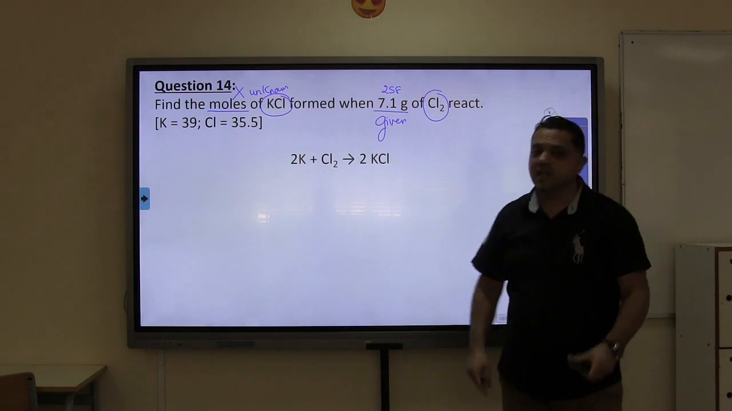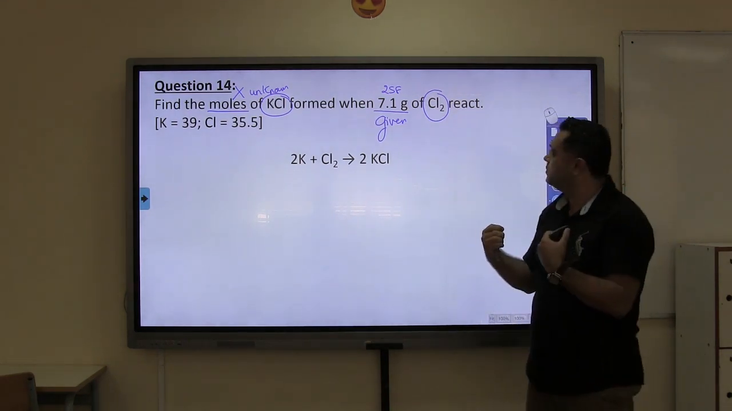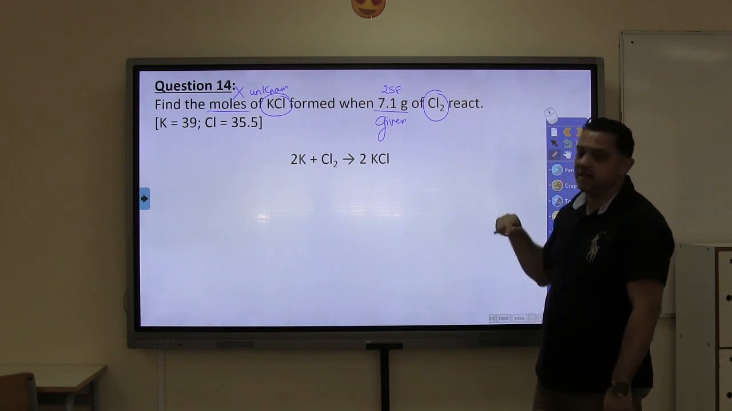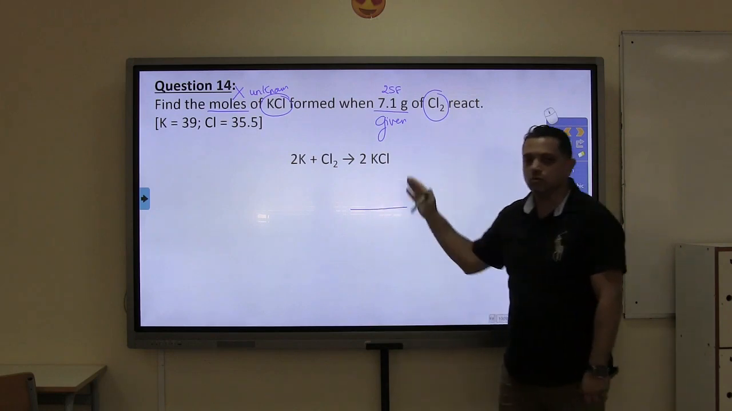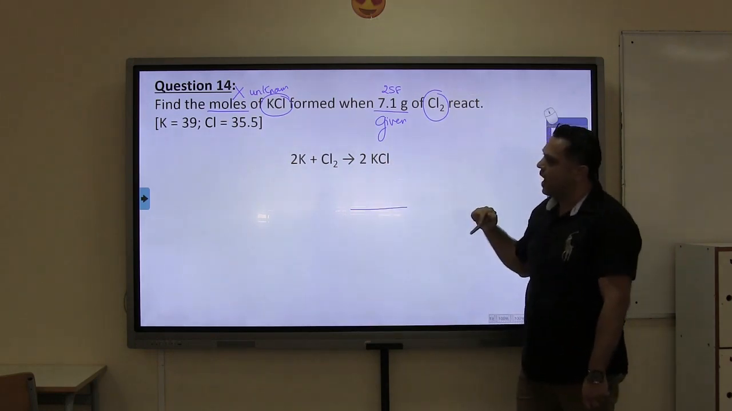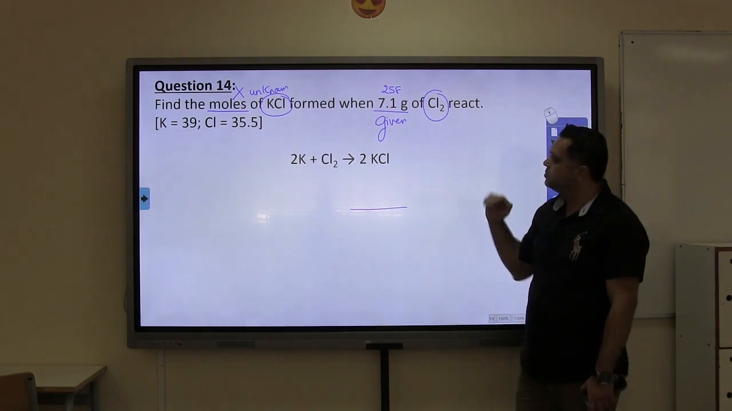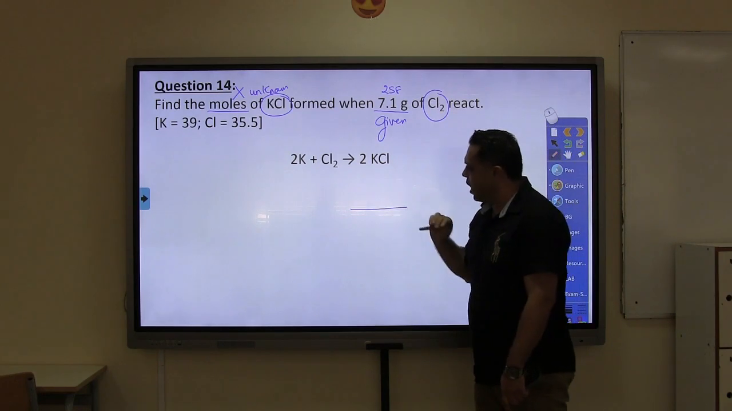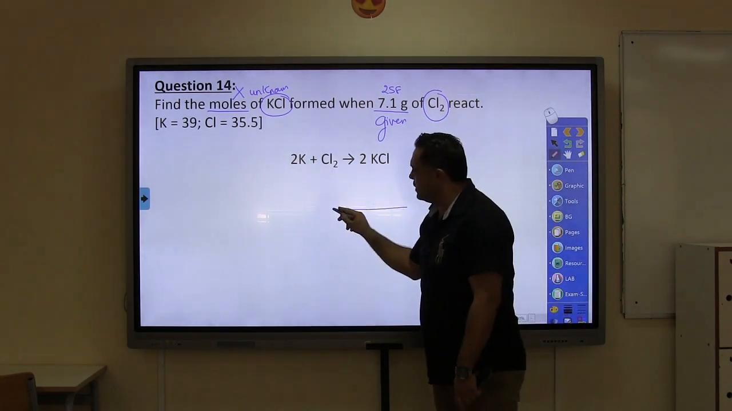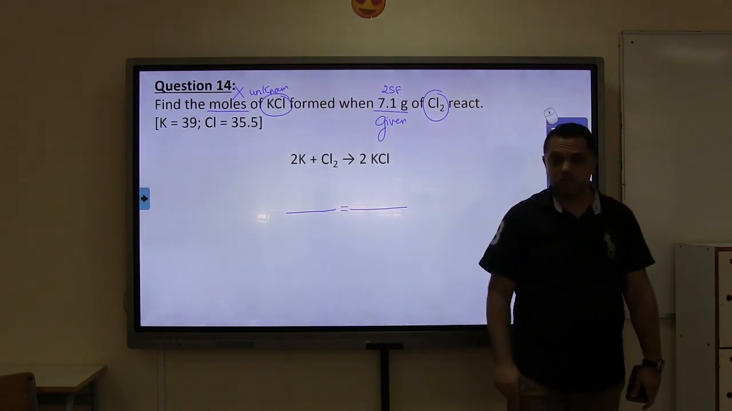Again here, we need to write down what species are included. So find the moles of KCl. I want the ratio of KCl, which I don't know, and I also want Cl2. So KCl and Cl2 are the 2 species. Below KCl, I will draw a line. Below Cl2, I will draw a line. And these 2 ratios are equal.